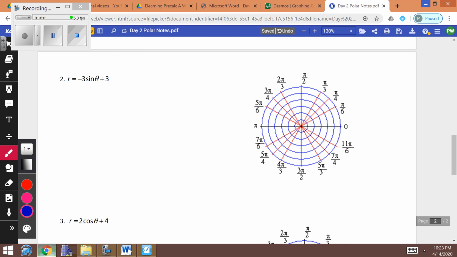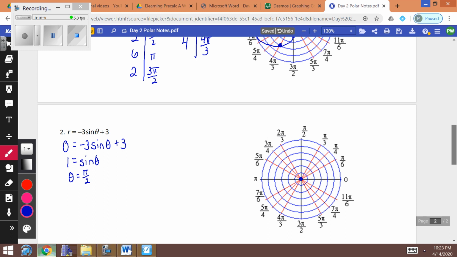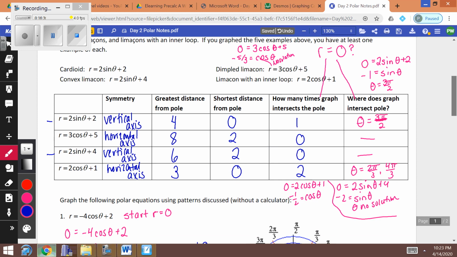If I look at this one here, again, I'm going to set r equal to 0. So 0 is negative 3 times the sine of theta plus 3. Subtract the 3, divide by negative 3, we get 1 is equal to the sine of theta. That means theta is equal to pi over 2. That tells us at least that it is going to cross through the pole, so we do have a point right here at the pole. It's really at pi over 2. And we know if it only crosses through once, that's going to correspond to that cardioid.